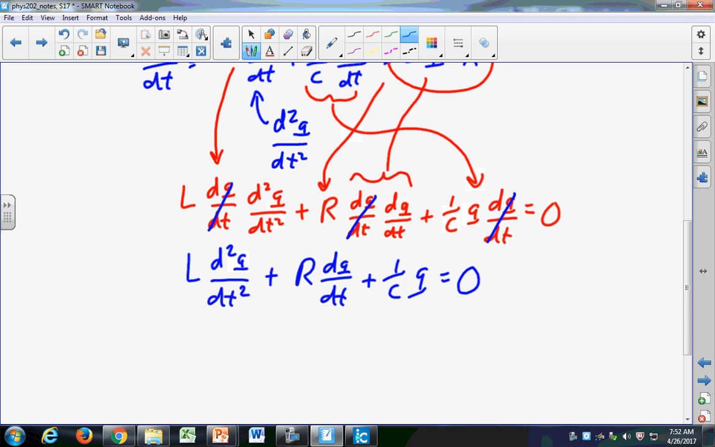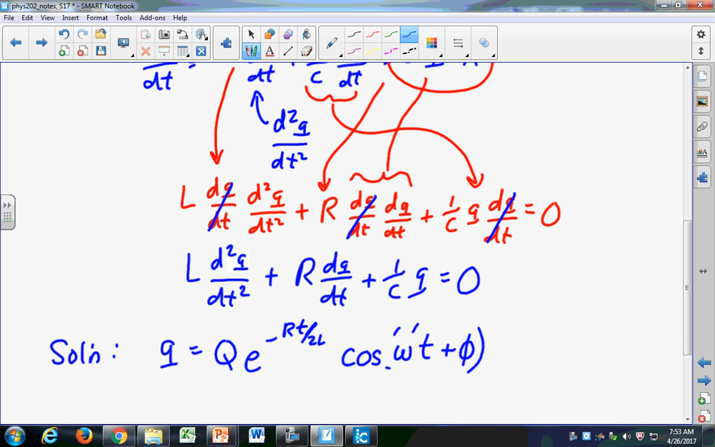The solution for this: we had an equation before that was missing this part right here, and we found that the solution to that was either a cosine or a sine function, and that's part of your take-home. But the solution in this one is actually going to be a damped oscillator, and the solution will look like this. It'll be Q, this is our solution, is that Q is equal to the maximum charge times e to the minus Rt over 2L times the cosine of omega, actually omega prime t, plus phi.